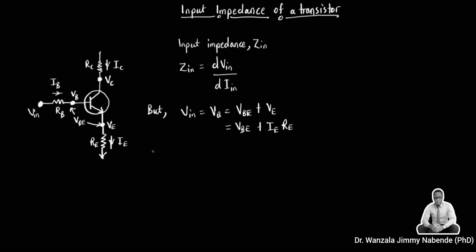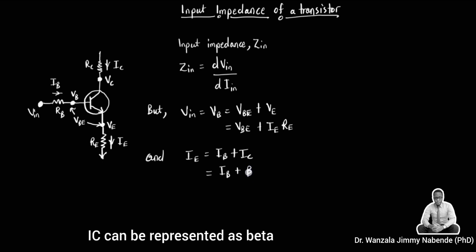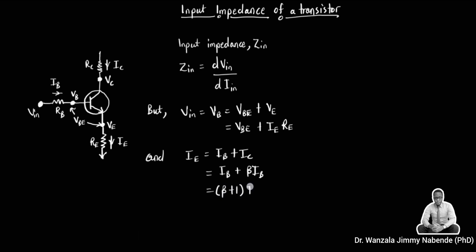Then also remember that IE is equal to IB plus IC. And we found out that IC can be represented as beta IB, which is the same as beta plus 1 IB.